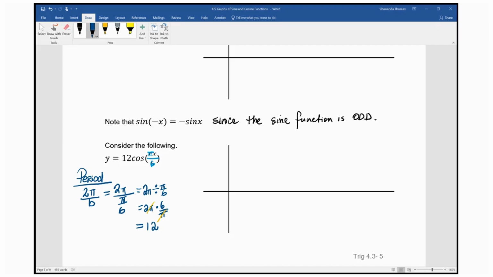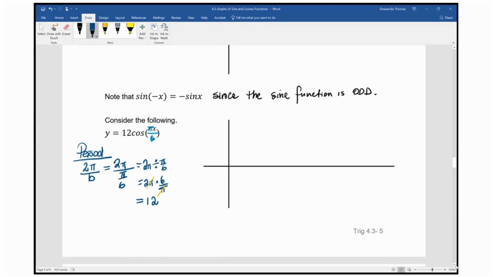All right, and then we found period last week. What were some other things we found? Amplitude. And what's that formula? Absolute value of a. And where is a? A is in front of the cosine. Yes, it's all right in front of that. So that's 12.